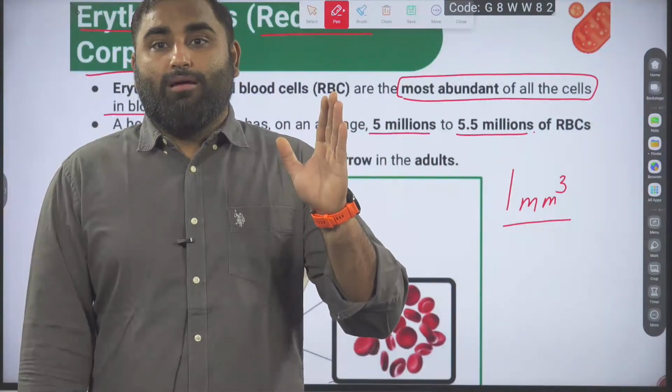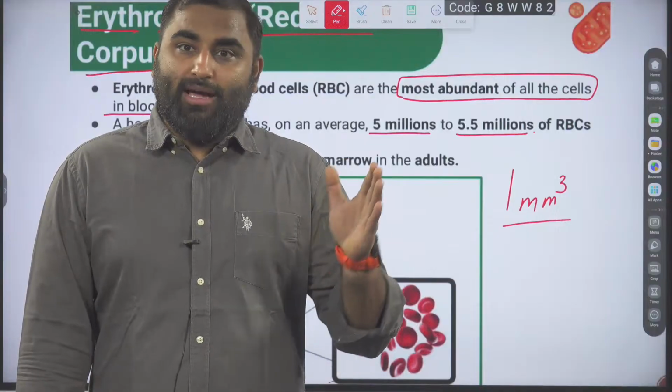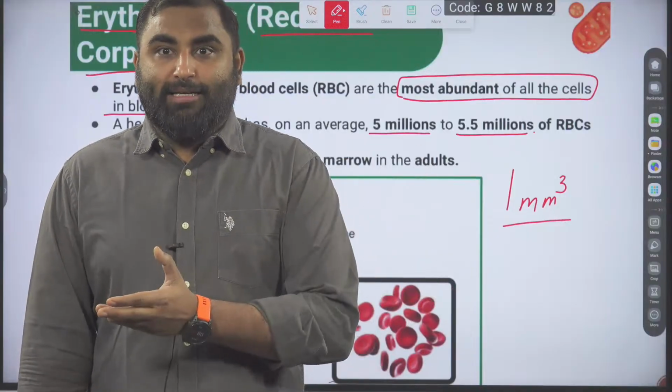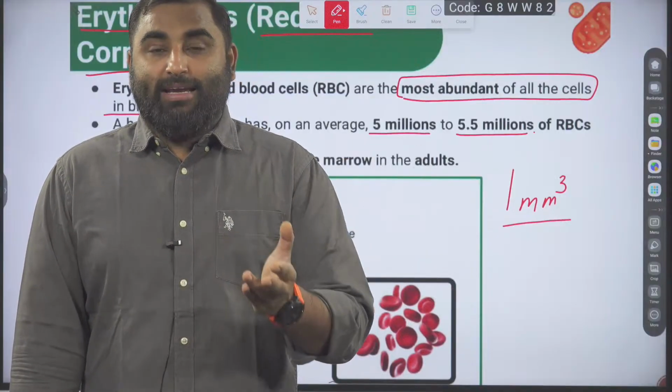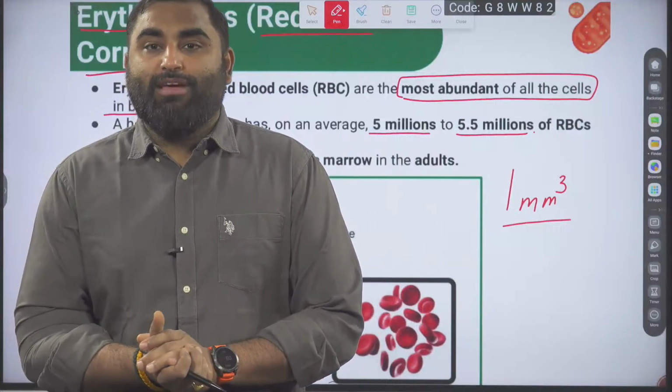Now you can understand, we have 5 liters of blood. You can convert the liter into millimeter cube. So you can get the total exact number of how much RBC we have.